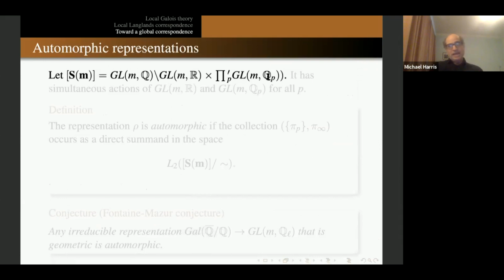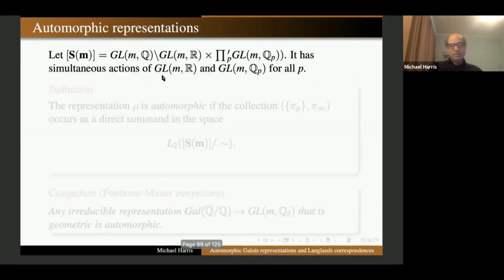let's look at an adele group. We have the adeles. We have GLm of R. That's just a familiar matrix group. We have GLm of Qp. That's a less familiar, but still a matrix group. And we take the product, but we don't take the full product. We take the restricted direct product, which means that for all but finitely many p, these elements are in GLm of Zp. I won't write that down. And then we take the quotient of this by GLm of Q. There should have been an extra parenthesis here.